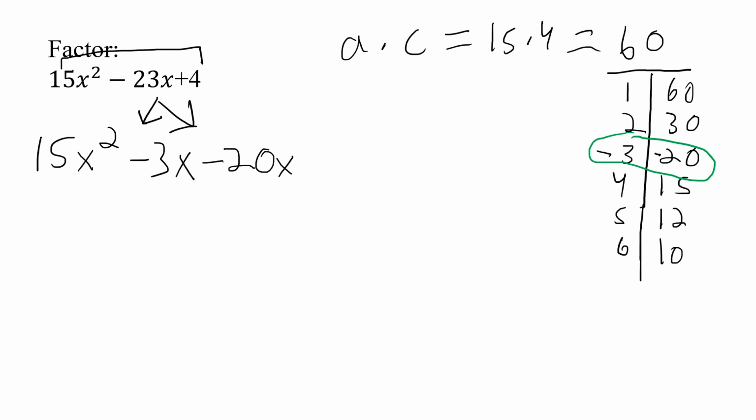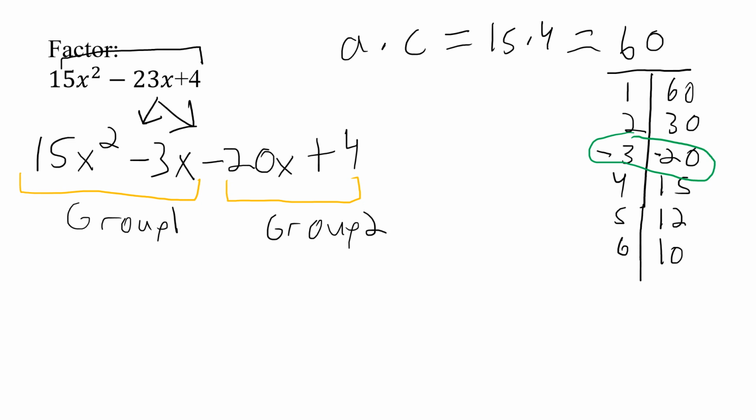And again, it doesn't matter. If you wanted to put the 20x first and then the 3x, that's fine too. And then we have to rewrite that plus 4. Now, let's say I went ahead and I made my groups. So we have group 1 and we have group 2.